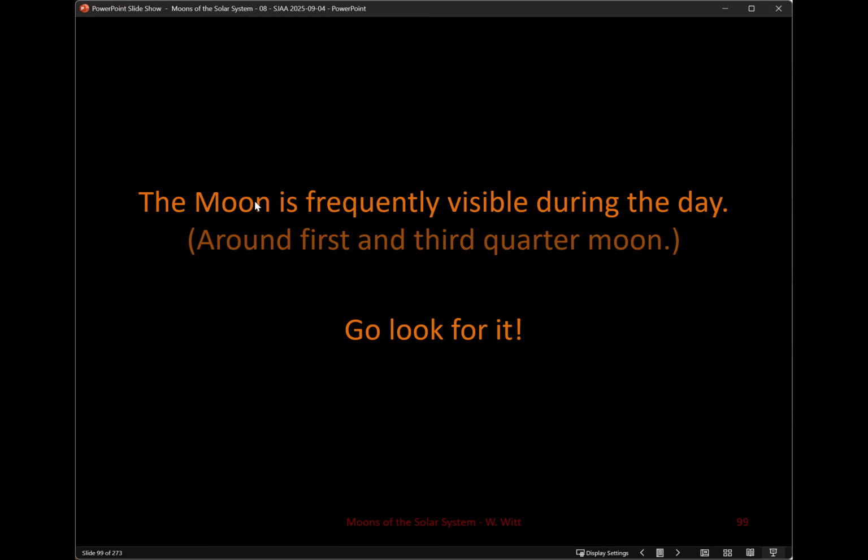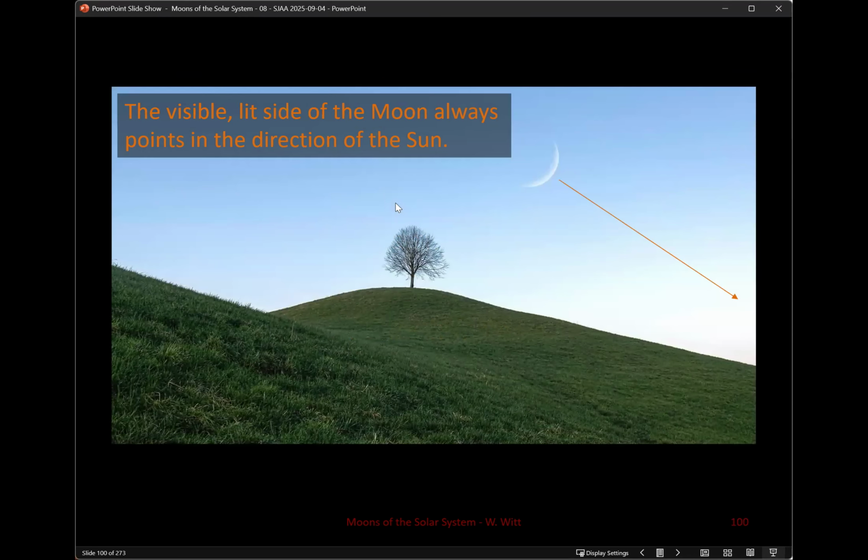If we look at the lunar cycle, the moon is generally visible during the day during what we call first and third quarter moon. I'll explain that a little bit more in a bit. But go look for it. It's up there. And to go back to this picture, the lit side of the moon is pointing towards the sun. The sun is over here in this picture, because the sun is what's lighting up that half of the moon. So the lit part of the moon will always be pointing towards the sun.